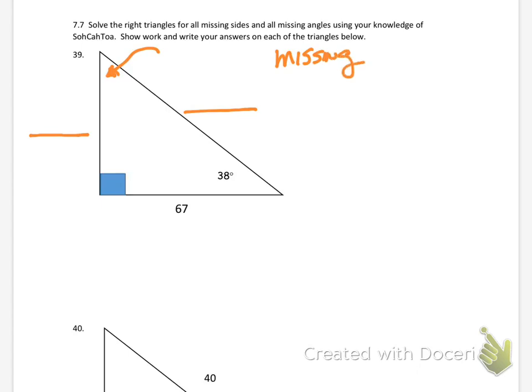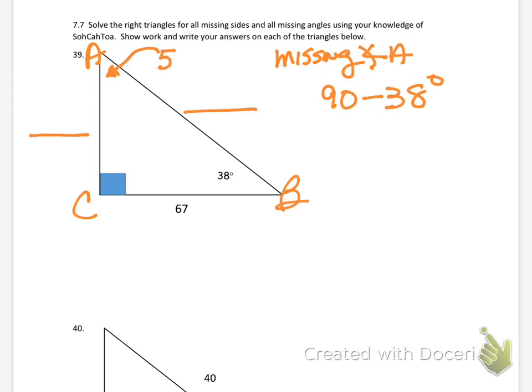I'm going to label my triangle so I can speak about things more clearly. So let's call this A, B, and we'll put the C at the right angle. I want missing angle A. To get missing angle A, I can take 90 and subtract away the 38 because I know angle A and angle B must be complements. So 90 minus 38 gives me a missing angle of 52 degrees.